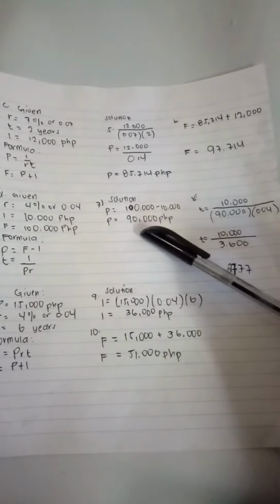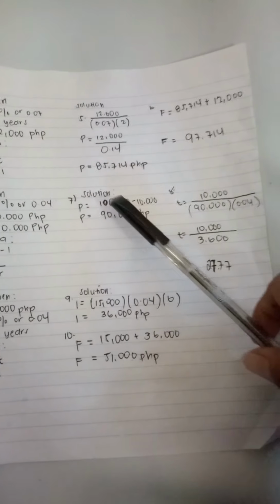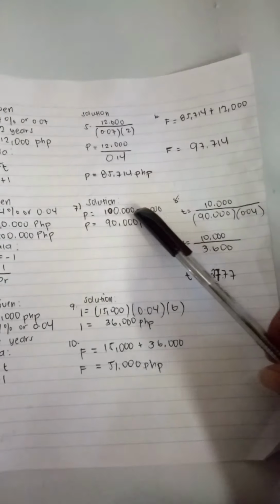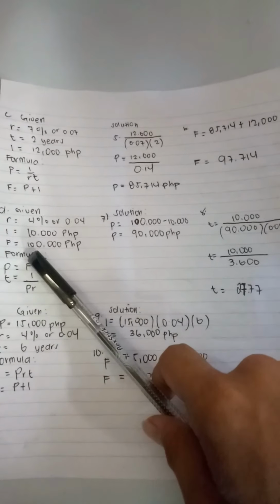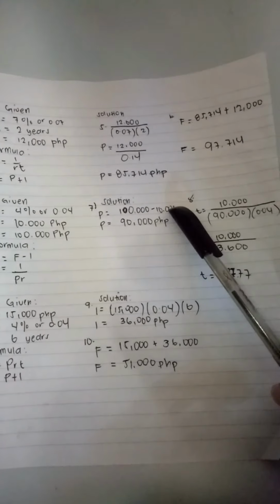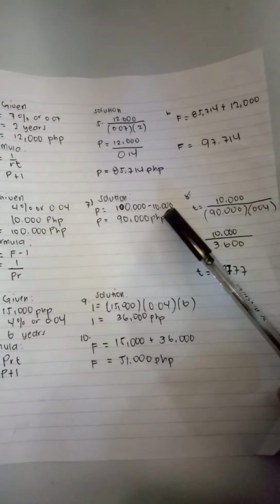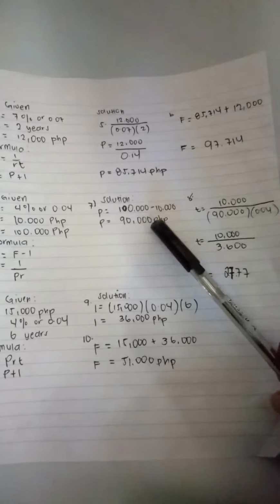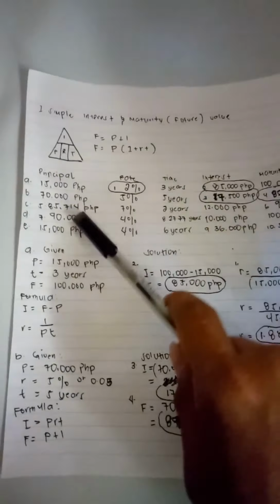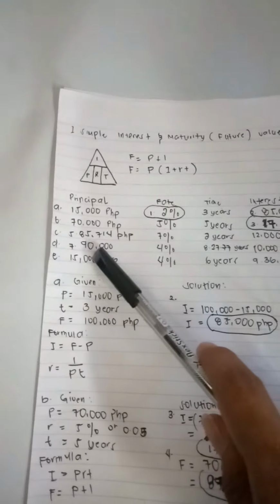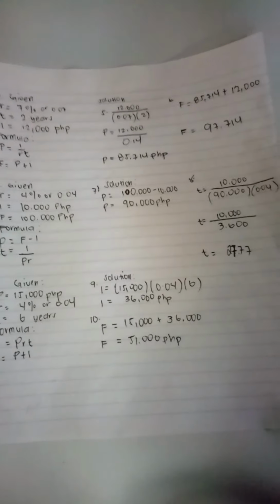For the solution naman po, para makuha natin yung principal, minus lang po natin yung maturity future value, then interest po. Then 100,000 yung future value minus 10,000 yung interest. Bali, 100,000 minus 10,000 equals to 90,000. Bali, yan po yung ating magiging principal. Yan po, 90,000.